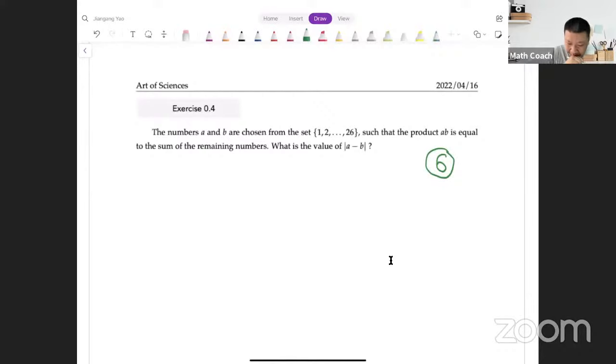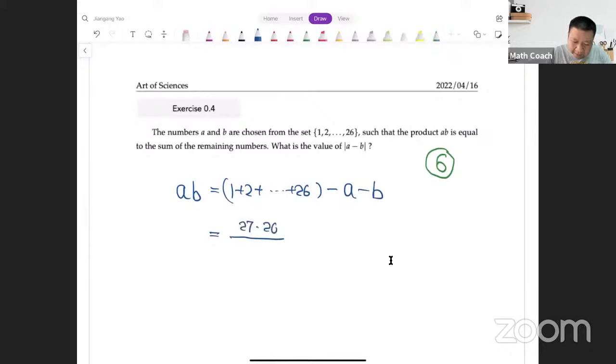Okay, so now what do they say? They say that two numbers are chosen from the set so that the product is equal to the sum of the remaining numbers. So the product equals 1 plus 2 plus up to 26, minus A minus B, because these two numbers need to be excluded. That would be 27 times 26 divided by 2 minus A minus B. That is 27 times 13, which is 351, right? So it's 351 minus A minus B, that equals AB.